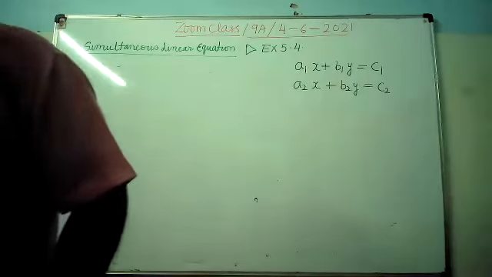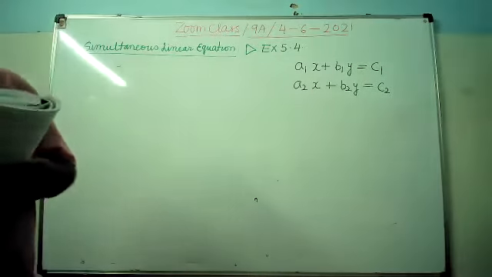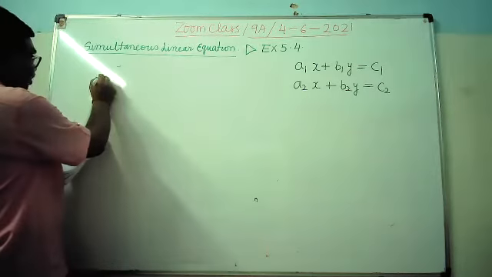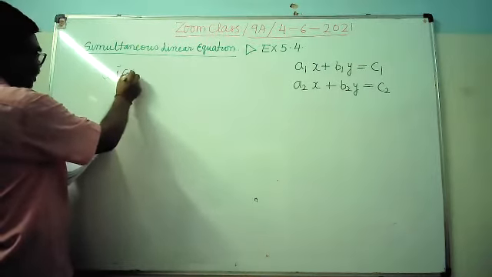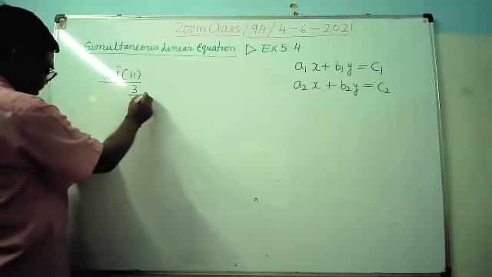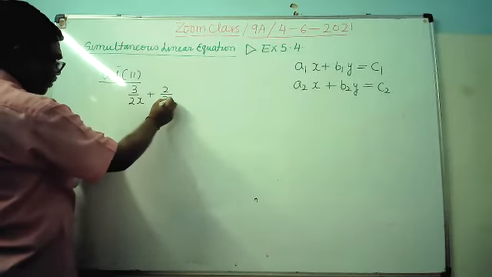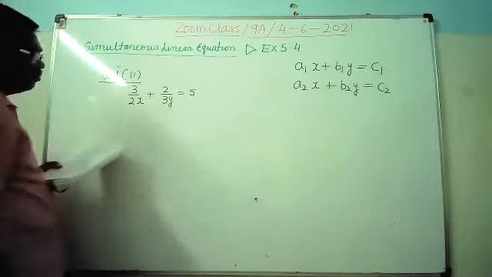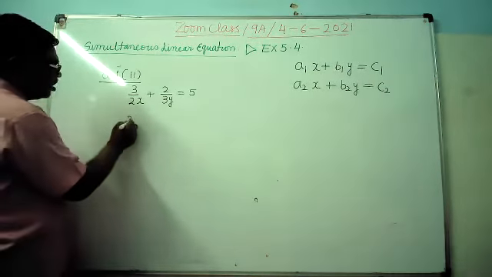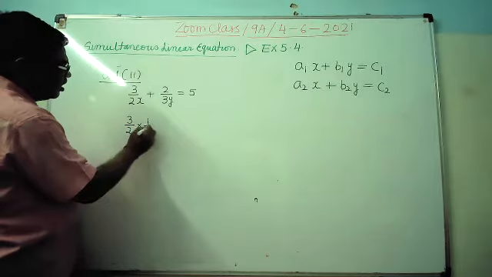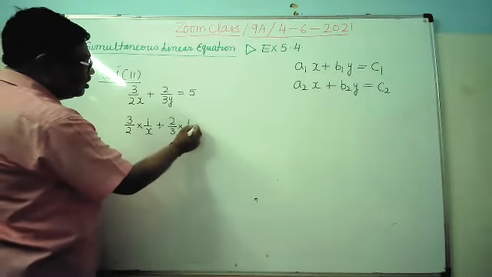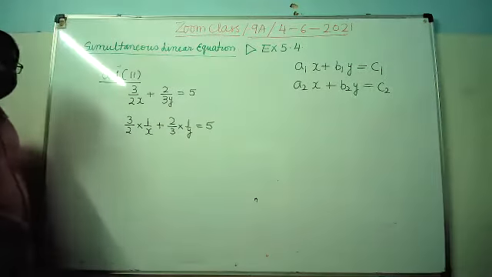The questions of class. So for example, here there is one question, question number 1, second part. We will not do it directly. 3 by 2x plus 2 by 3y equals 5. We can write this equation in this form: 3 by 2 into 1 by x plus 2 by 3 into 1 by y equals 5.